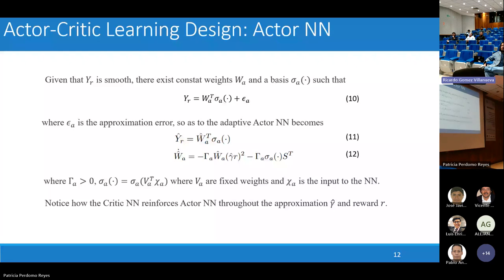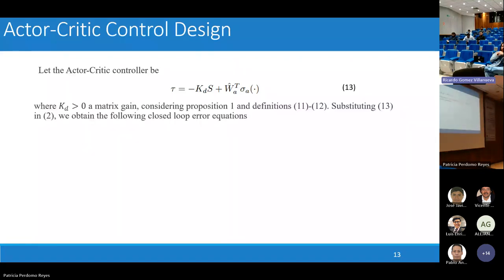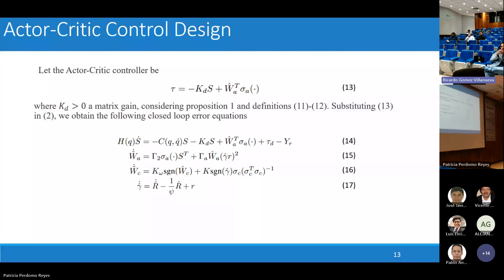And here it is important to notice how the critic reinforces the adaptation of the actor neural network weights. That is an important characteristic of this scheme, through the approximation of the integral temporal difference and the reward. Now we can define the controller as equation 13, where here we can see the actor neural network, and here the extended velocity error coordinates that I introduced in the first section. We have a gain that has to be positive definite, and if we use this equation in the dynamics in S coordinates and also the adaptive weights, we obtain all these closed loop error equations.